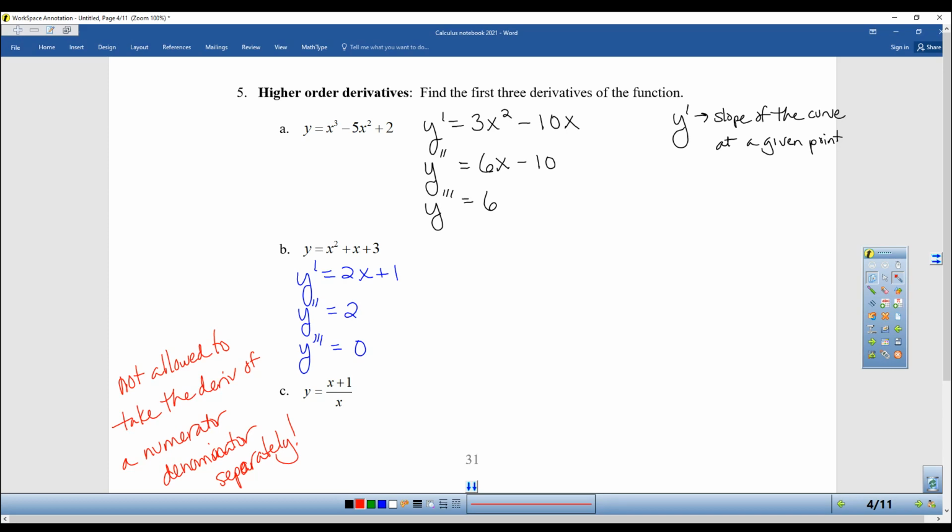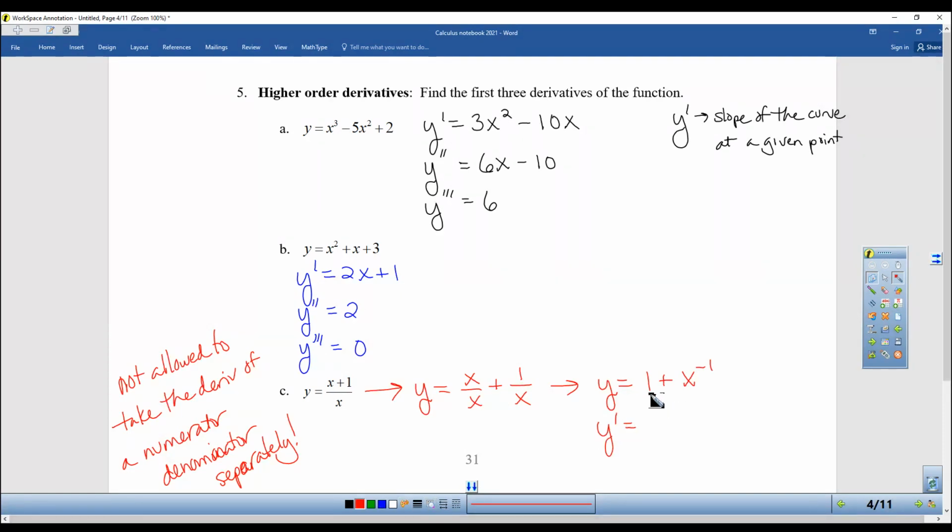All right, so how do we fix this problem? We're going to change the form. I'm going to change this to y is equal to x over x plus 1 over x. And then I'm going to change that to y is equal to 1 plus, look at me being tricky, x to the negative 1. Now it's a problem that I can take the derivative of.